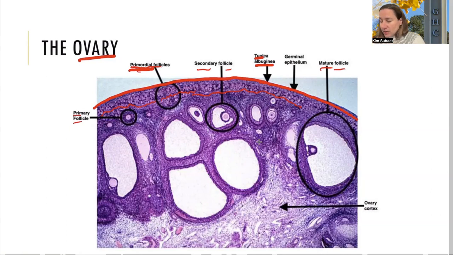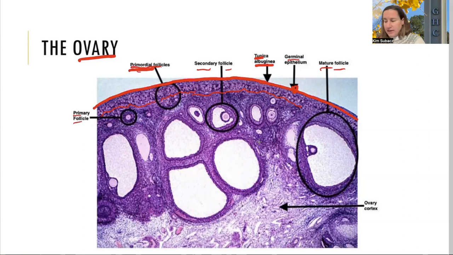So other things on here, we've got our germinal epithelium. Again, that's just the place where we are going to have the oogonia. They were here, and they were going to produce all of the little primary oocytes that we are born with, that is happening in utero.